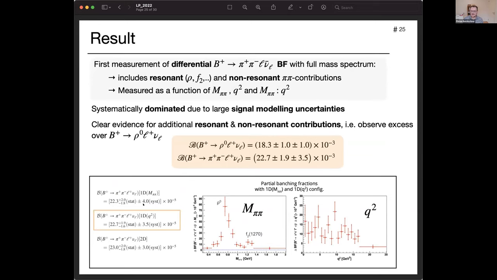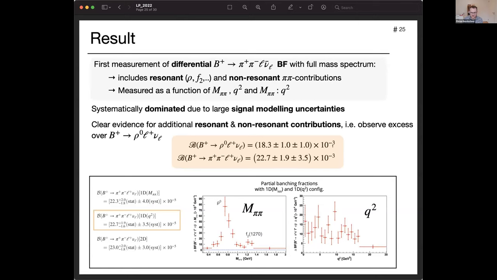This result is actually quite nice because it's, for the first time, a fully differential measurement of B to pi pi l nu that includes resonant and non-resonant parts. Typically, if one measures B to pi pi l nu, one just focuses on the rho. The measurement has been done as a function of m pi pi, q squared, and also in two dimensions in m pi pi and q squared. It's systematically dominated at the moment due to the signal modeling uncertainties, because one has to put together a cocktail of non-resonant and resonant decays to get the efficiencies.